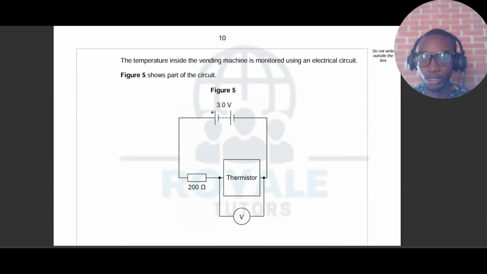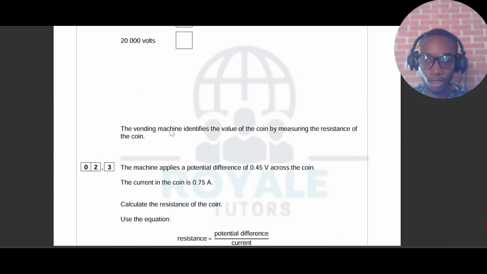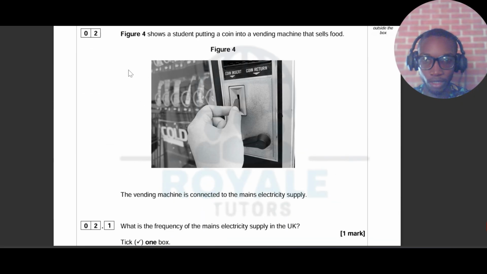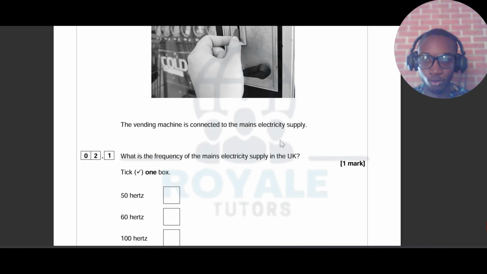question. So the next question says the temperature inside the vending machine. Now, what is the story behind this machine? Let's quickly track back a bit. So here, this is the story. Figure 4. It shows a student putting a coin into a vending machine that sells food.